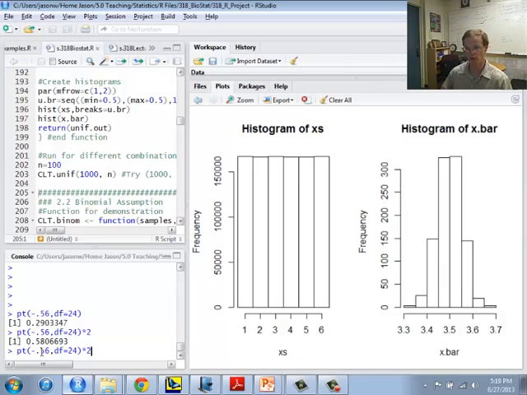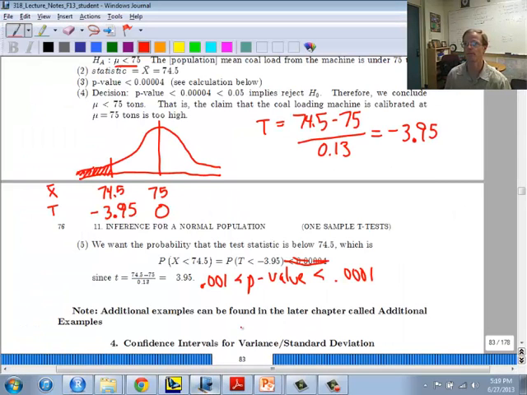Now we can find it using R if we want to. Let's go to RStudio, and we're going to do, it's not times 2, degrees of freedom is now 39, and we'll go minus 3.95. So it's 0.00016, it turns out to be. Okay, so we're going to say that we reject the null hypothesis, and we conclude the mean really is less than 75 tons.